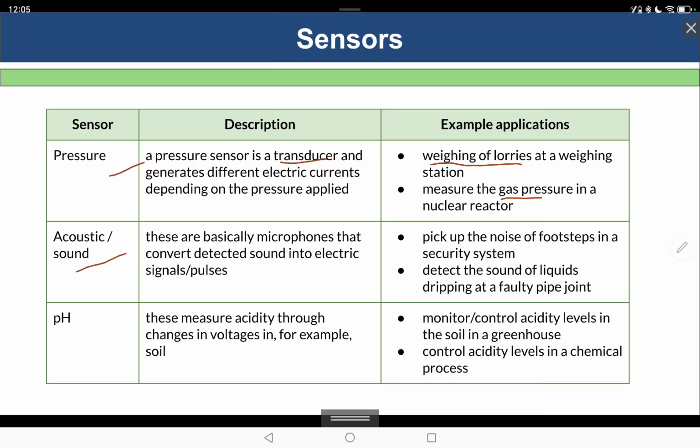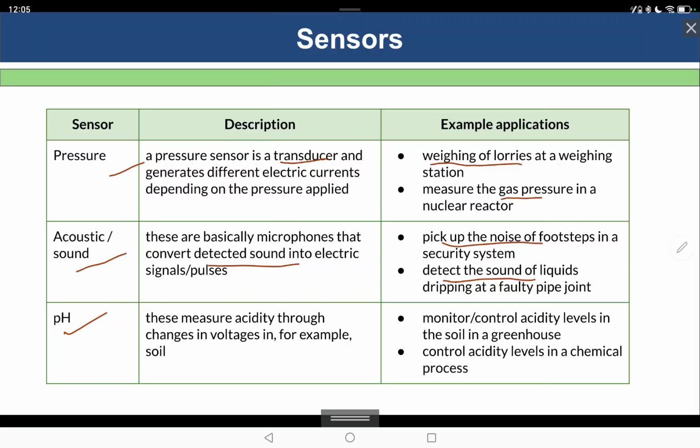Then we have acoustic or sound sensor. So these are microphones that convert detected sound into electric signal or pulses. And they are used in applications to pick up the noise of footsteps in a security system, also to detect the sound of liquids dripping at a faulty pipe joint.